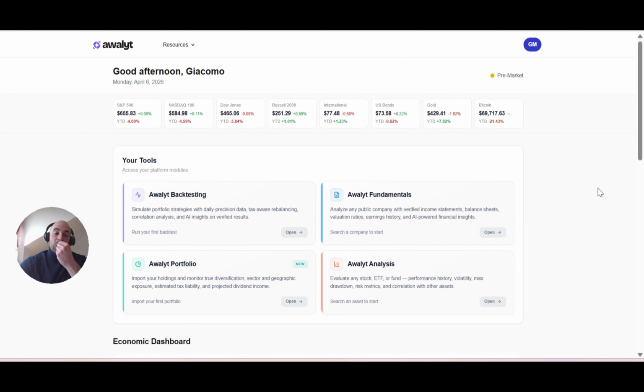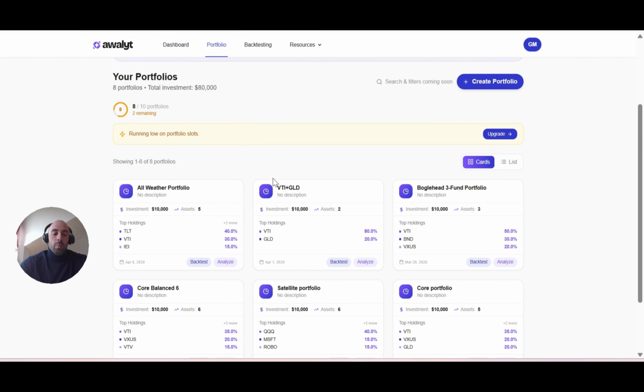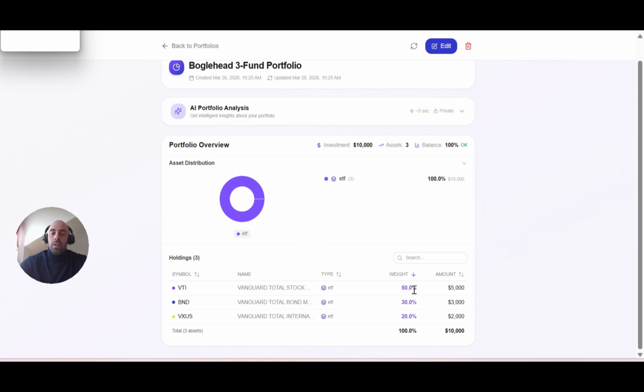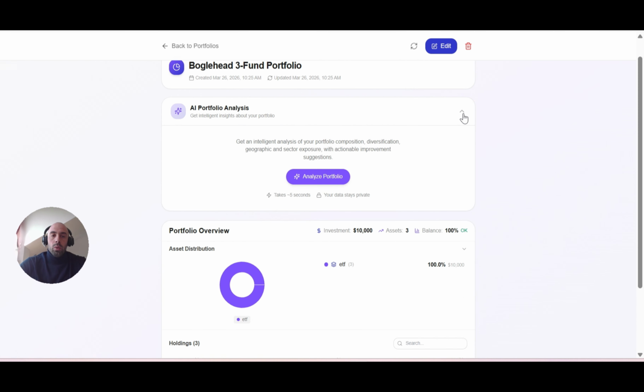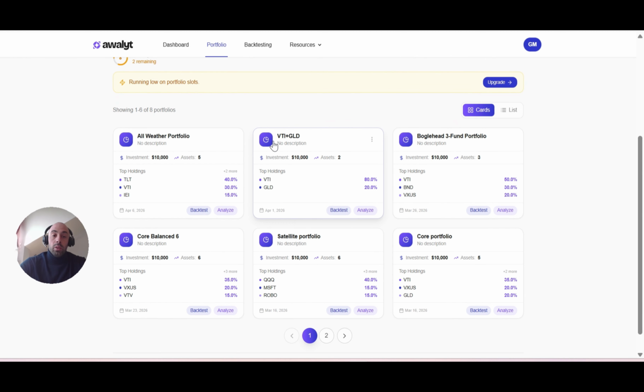So the first thing, we are going to choose this tool, which is our backtesting. Then we are going to create this portfolio. We already created it before, which is the Boglehead three-fund portfolio. We are using a moderate allocation, considering 50% in VTI, which is the US total market, then 30% of US bonds, and 20% of international exposure through VXUS ETF. So you can see here that we created already this portfolio, which you can also analyze with our AI that goes into the real portfolio.